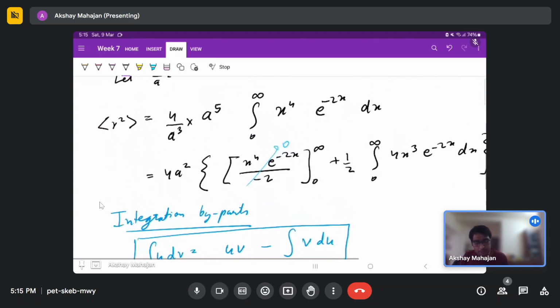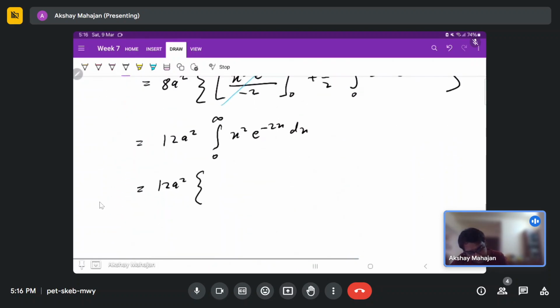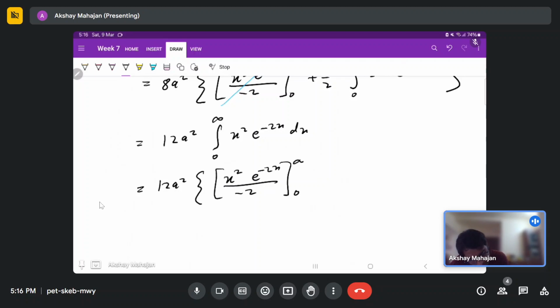Basically we want to remove this x to the power 4 here. Since this is to the power 4, we will have to use integration by parts 4 times. We have already applied it 2 times. Now this is the third time we are using integration by parts. So it will be x square times e to the power minus 2x divided by minus 2 from 0 to infinity, plus 2 times the integration from 0 to infinity of 2x e to the power minus 2x dx.